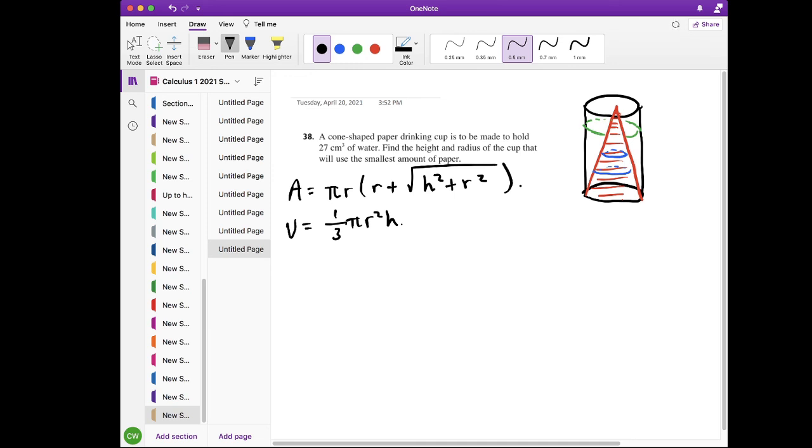Okay, so you have the cone that's made to hold 27 centimeters. We'll just call it 27. So 27 is equal to 1/3 pi r squared times height. And what we want to do is minimize the surface area. So we have that radical expression for surface area. Unfortunately, you can't really do a square both sides trick as nicely because you have a sum.